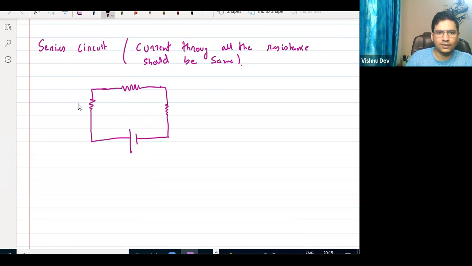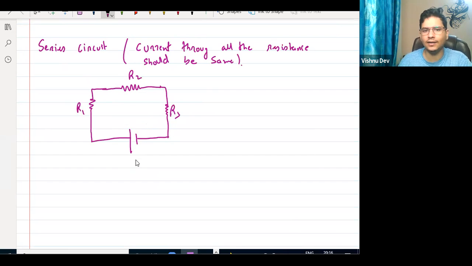Okay, so this is R1, this is R2, this is R3. Can I say that these three are in a series circuit? Yes or no? Tell me. Yes sir. Yes, because the current through all three will be the same, right?